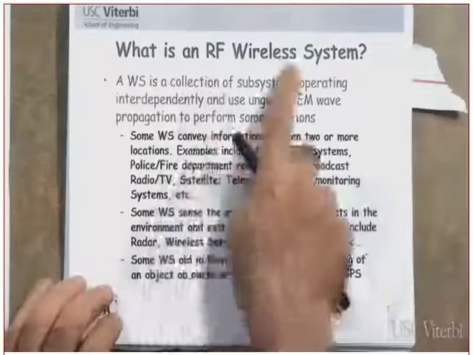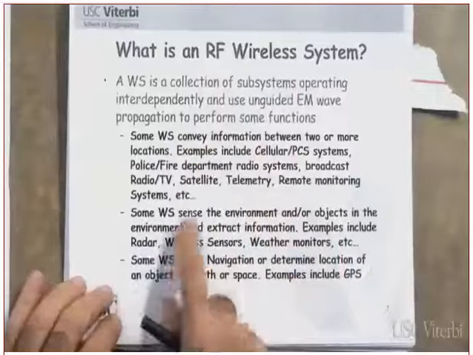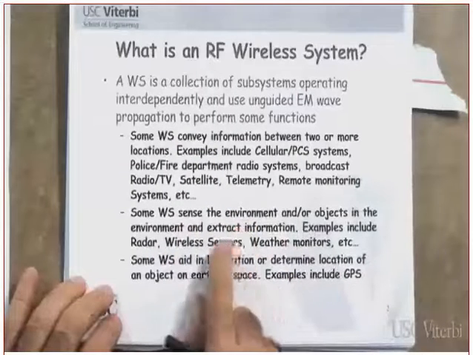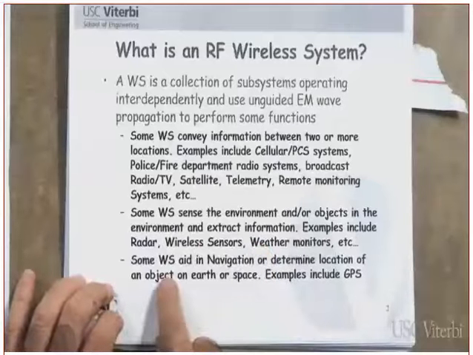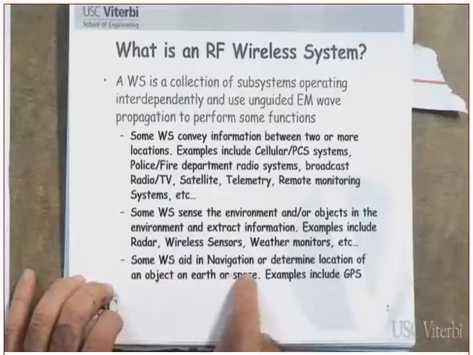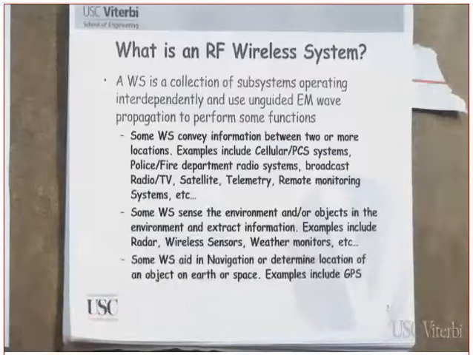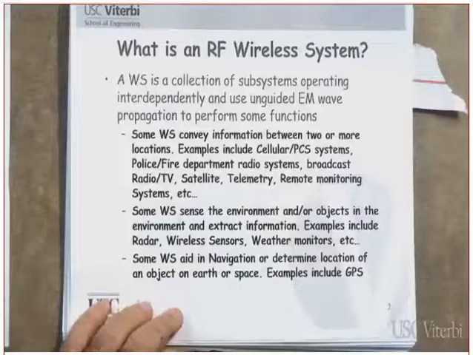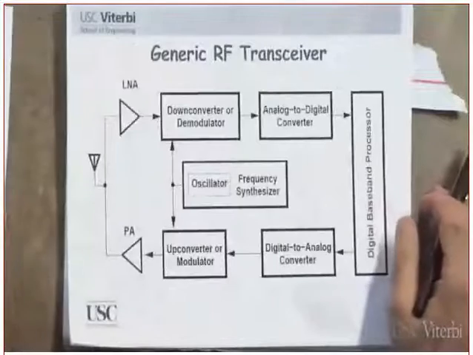But an RF wireless system does not need to be just communicating information. It could also be used to sense some environment. For example, using a wireless sensor, you can sense some temperature, for example, weather monitoring, and so on and so forth. Some wireless systems add or aid in navigation, the ones that you use for what? Controlling the airplanes or the maritime and so on and so forth, all of these things, including the GPSs and so on and so forth. Clear? So the wireless systems come in different shapes and forms. We will be studying them.